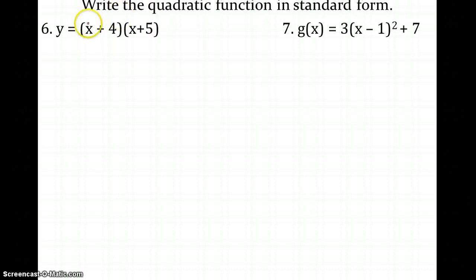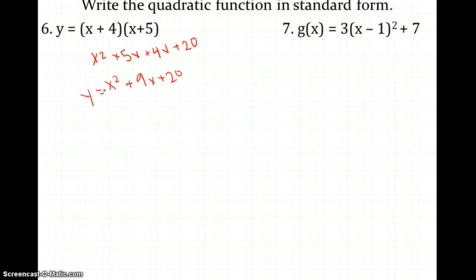I'll use FOIL. So we multiply the first terms together, so it's x squared. Outer is x times 5, plus 5x. Inner is 4 times x, which is 4x. And then the last is 4 times 5, which is 20. If we simplify this, we get x squared plus 9x plus 20. So we have y is equal to x squared plus 9x plus 20. Looks good to me. Standard form: y equals ax squared plus bx plus c.